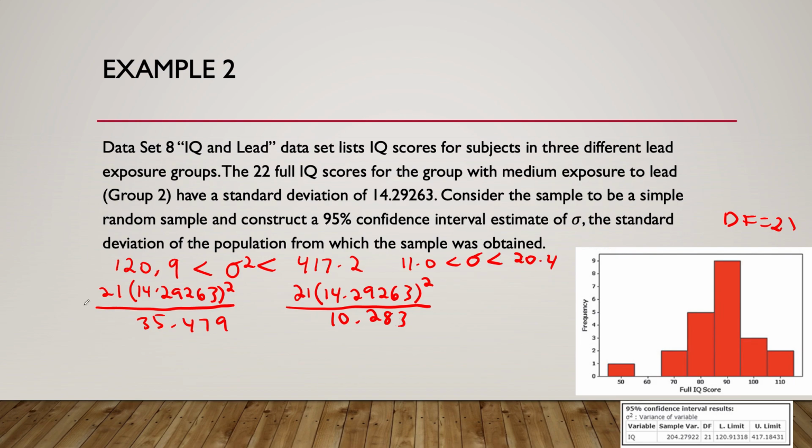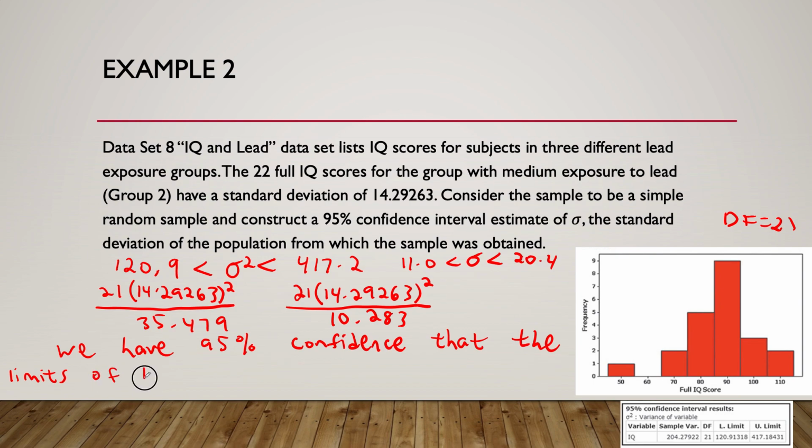And the overall interpretation for this is that we have 95% confidence that the limits of 11.0 and 20.4 contain the true value of the population standard deviation, so sigma.